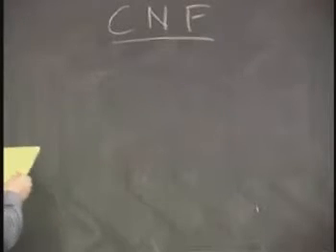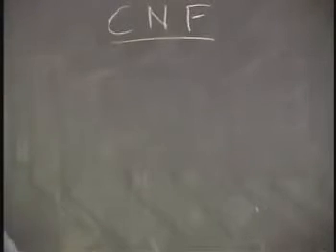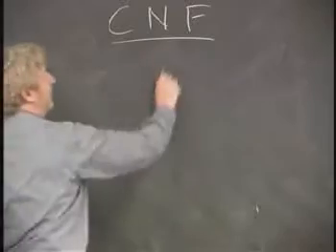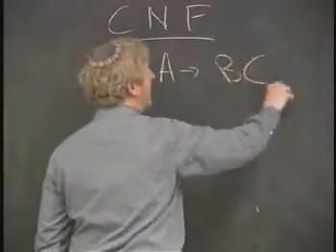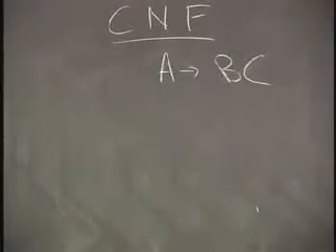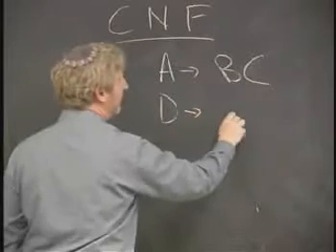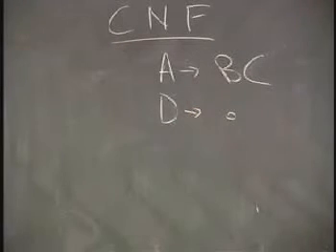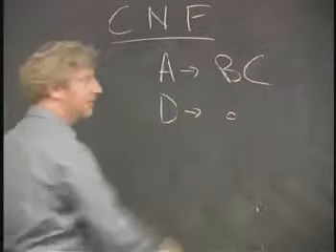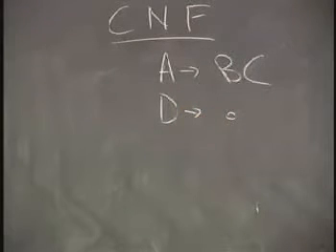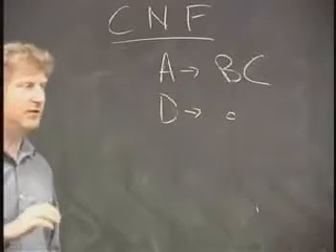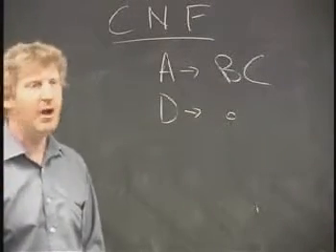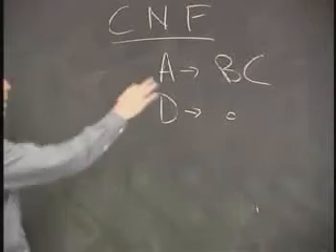Chomsky normal form. Here's what it is. Every single production looks like this. Capital letter, double capital letter on the right, or capital letter, single terminal on the right. That's it. Every production, double capital letter or single terminal. Double non-terminal or single terminal. That is enough flexibility to capture any context-free language. You give me a context-free grammar, I can convert that context-free grammar to one that looks like this.